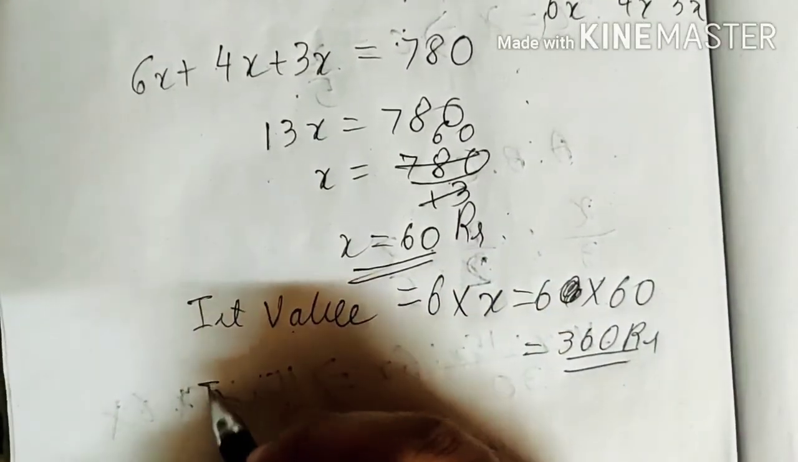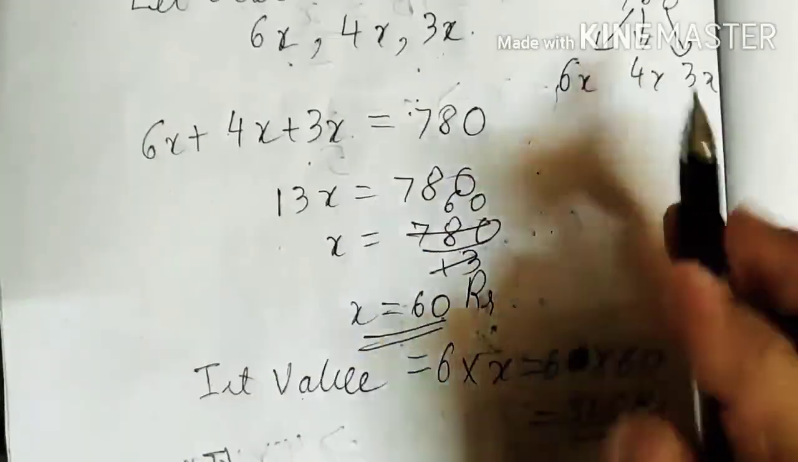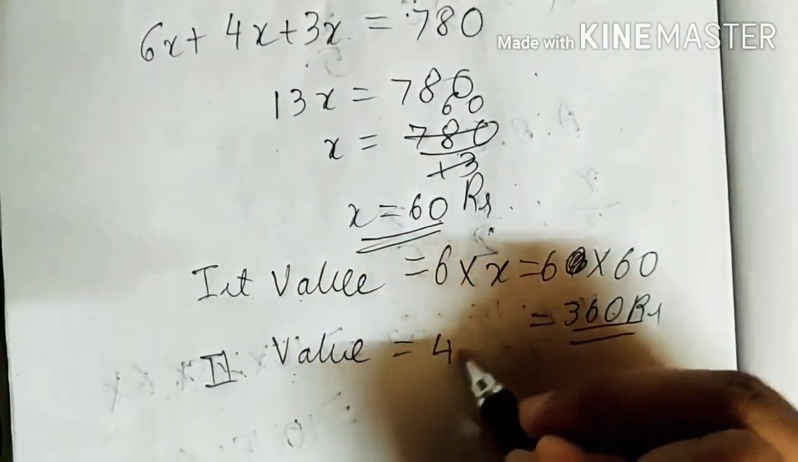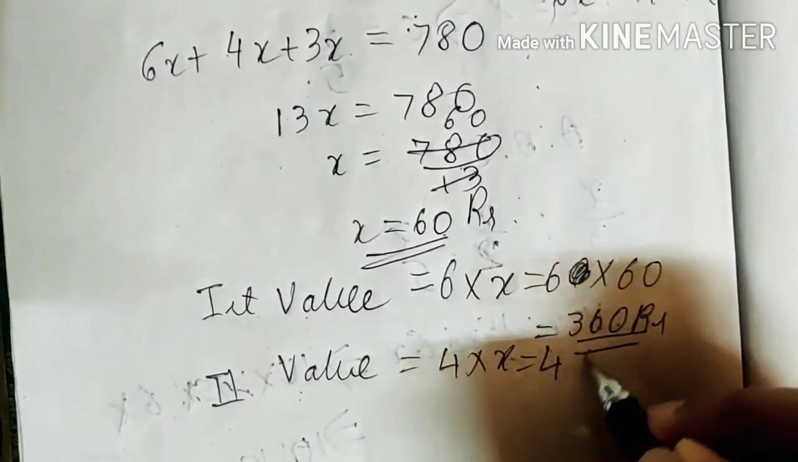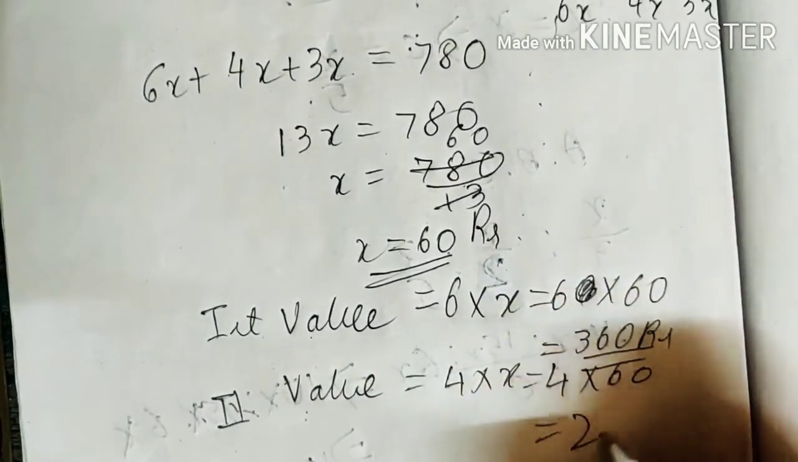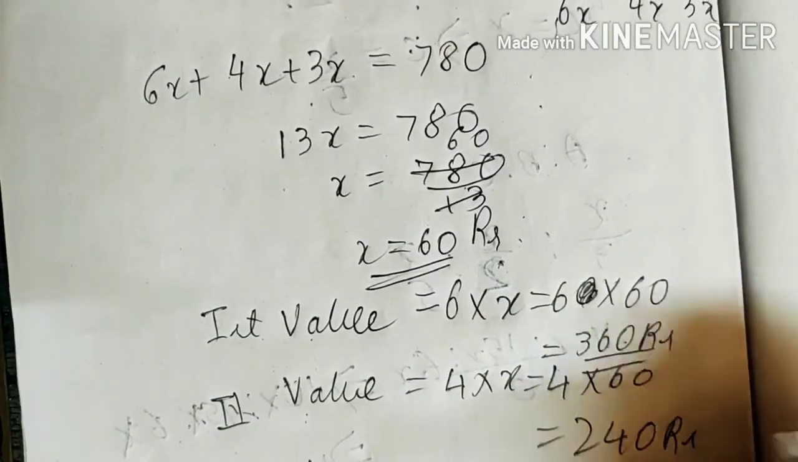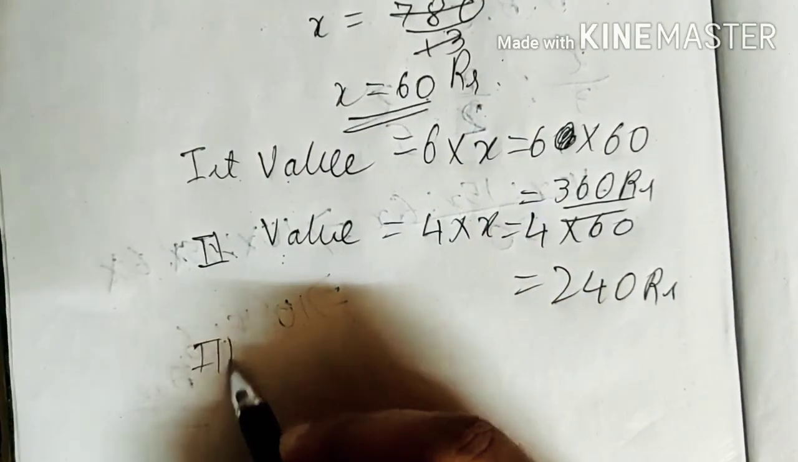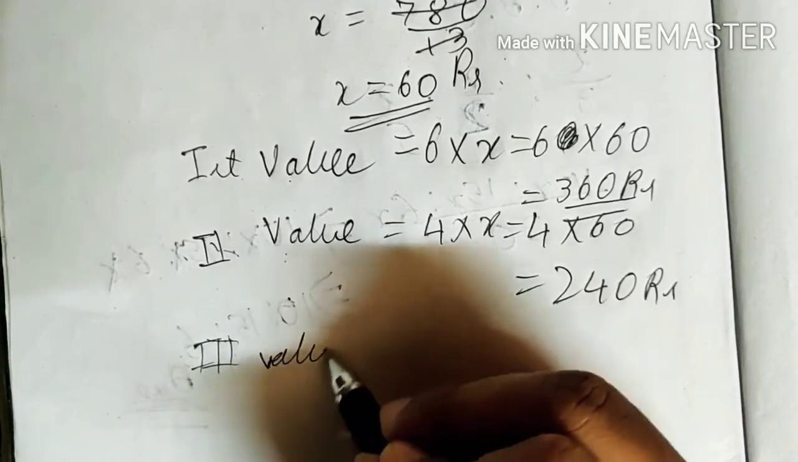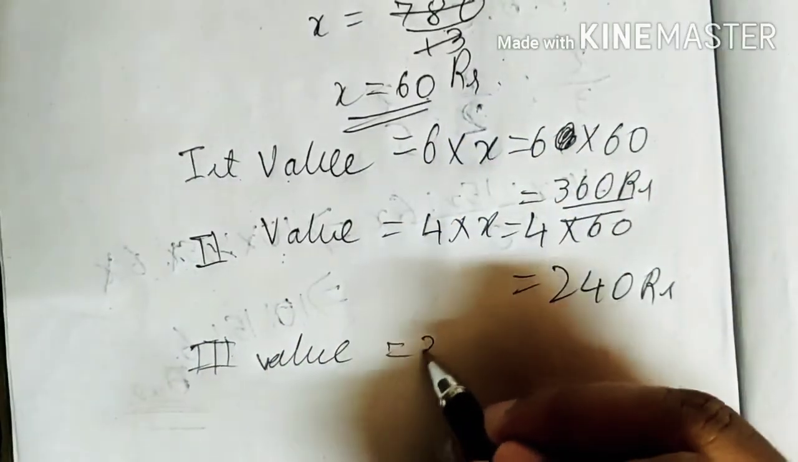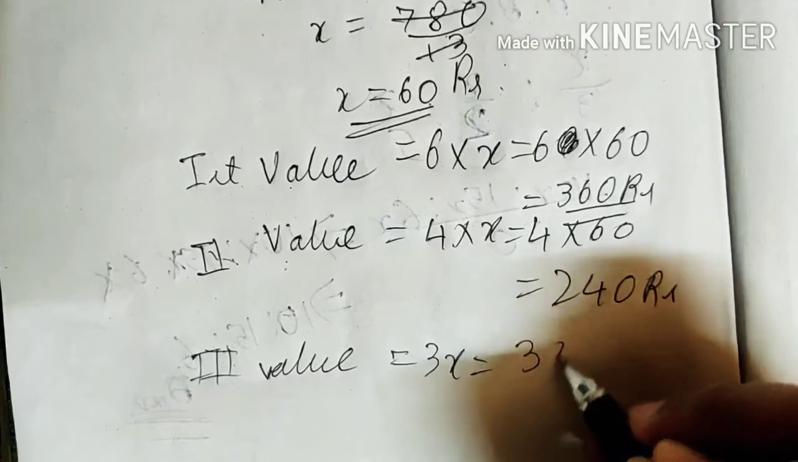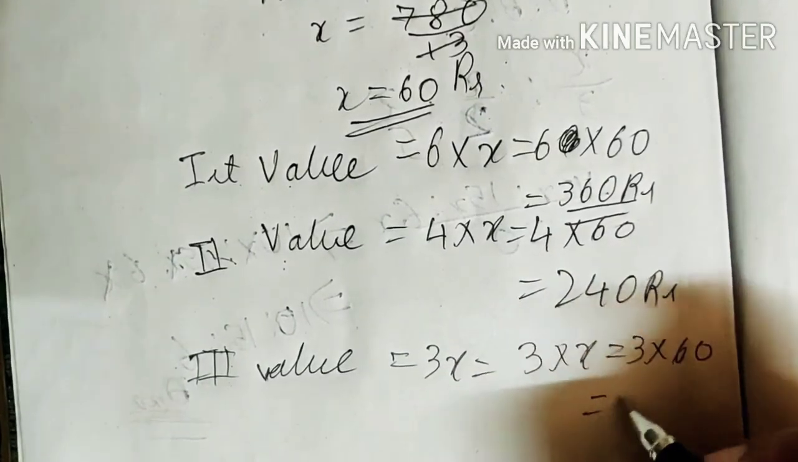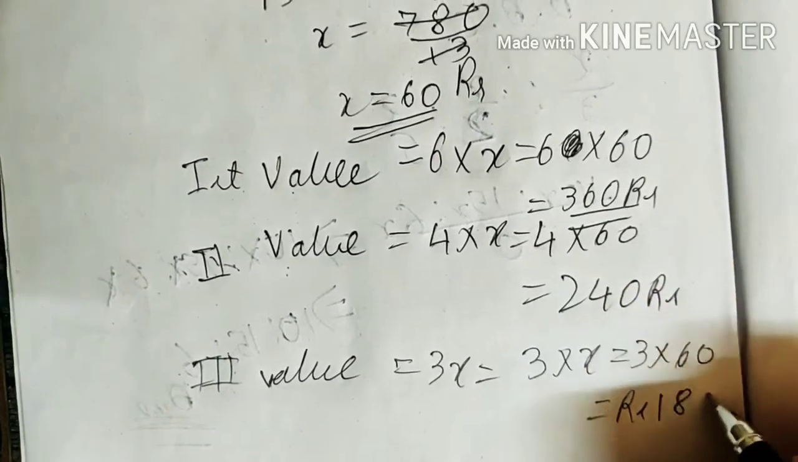So our second part here is 4x. Second value is 4 into x, that is 4 into 60, that is 240 rupees. This is our second part. What is our third part here? Third value was 3x, means 3 into x equals 3 into 60 equals 180 rupees.